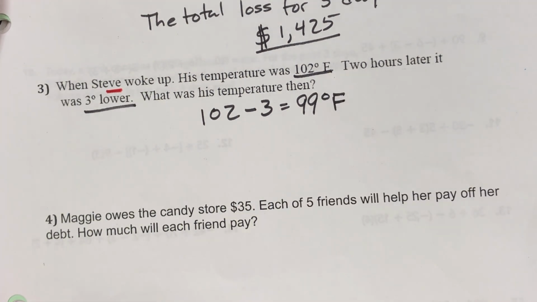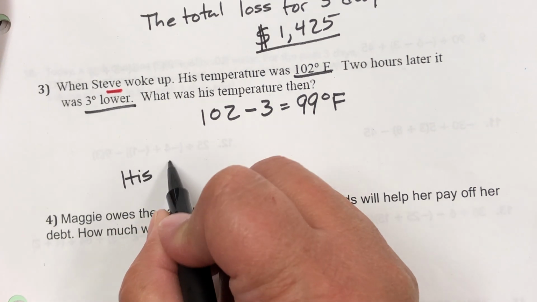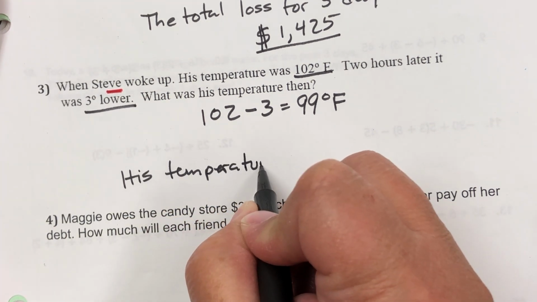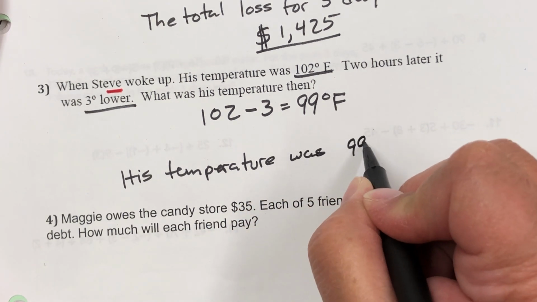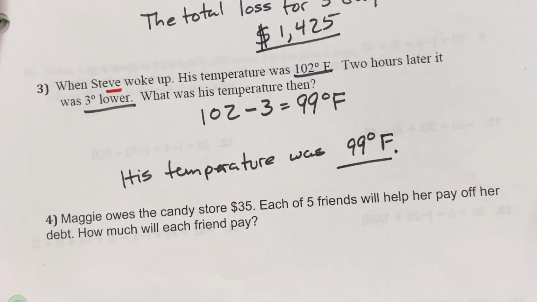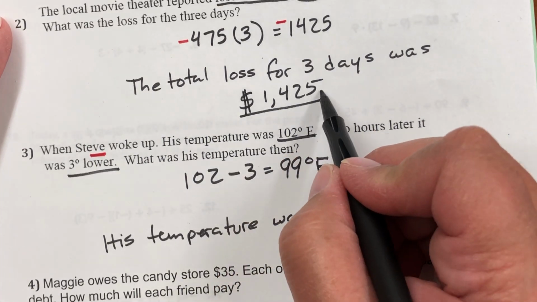So I'm going to take it from there. So his temperature was 99 degrees Fahrenheit. End of period. Oh my goodness, Bono, not only did you forget the signs, you didn't put a period. There you go.